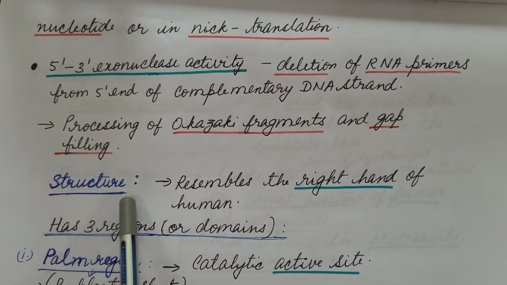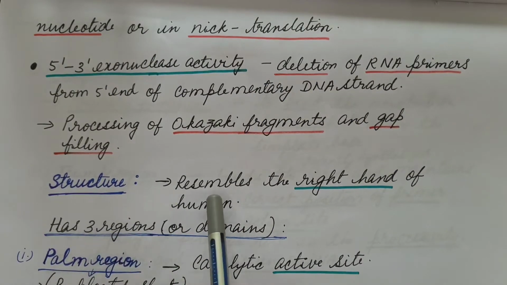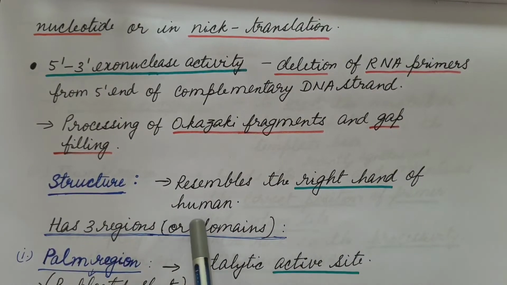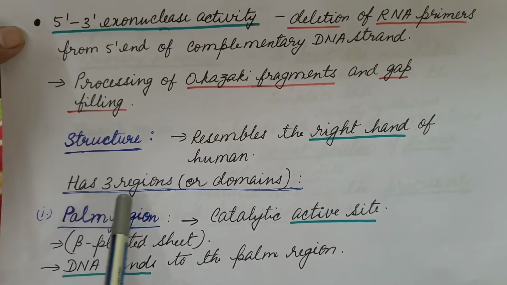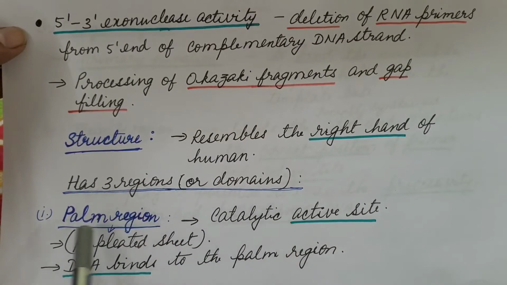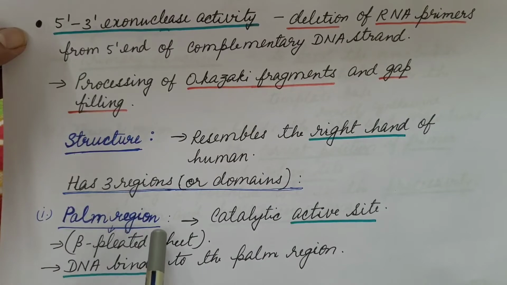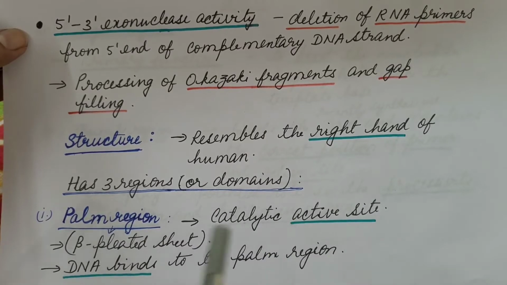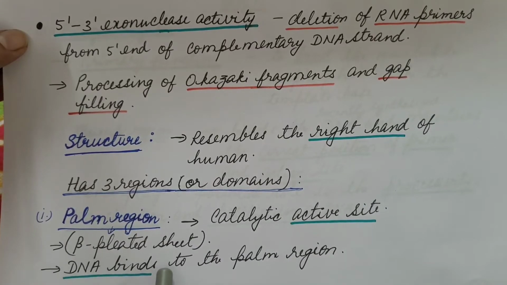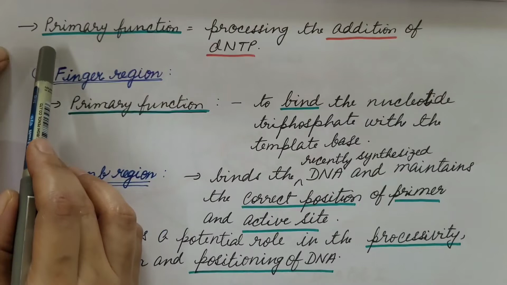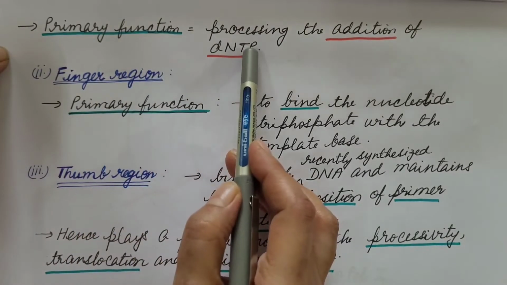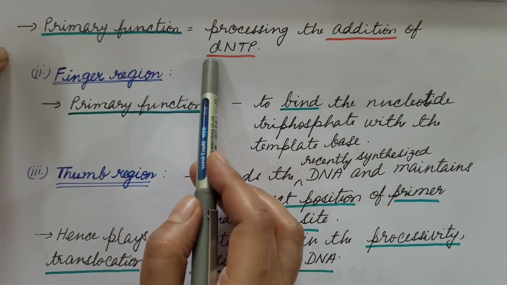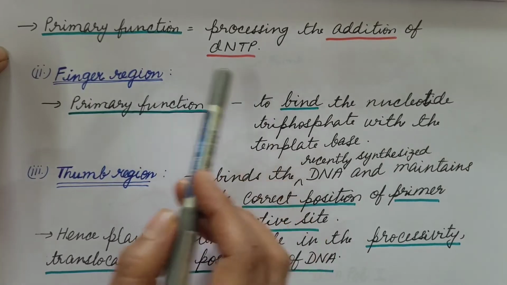Now, the structure of DNA polymerase. It resembles the right hand of a human, and has 3 regions or domains. First is the palm region, which consists of beta pleated sheet. These are the catalytic active site. DNA binds to this palm region, and its primary function is processing the addition of deoxynucleotide triphosphate.